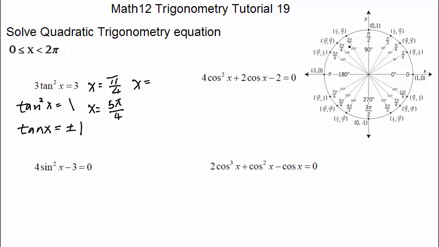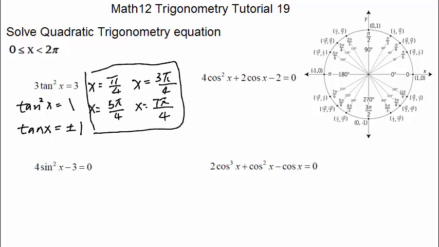Negative one will be in the second quadrant and the fourth quadrant, which is 3 pi over 4 and then 7 pi over 4. And that's it. So we're going to have 4 equations, 4 solutions. Make sense? This one is pretty simple. Next one. Okay, the next one is a little bit harder.